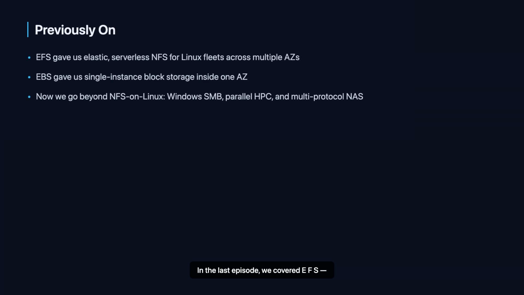In the last episode, we covered EFS, Elastic Serverless NFS, that thousands of Linux clients can mount across multiple zones. And we covered EBS, single instance block storage inside one zone. Both are great, but both assume you're speaking NFS on Linux. Now we go past that. Windows shares over SMB, blistering parallel throughput for machine learning, and enterprise storage that speaks several protocols at once.